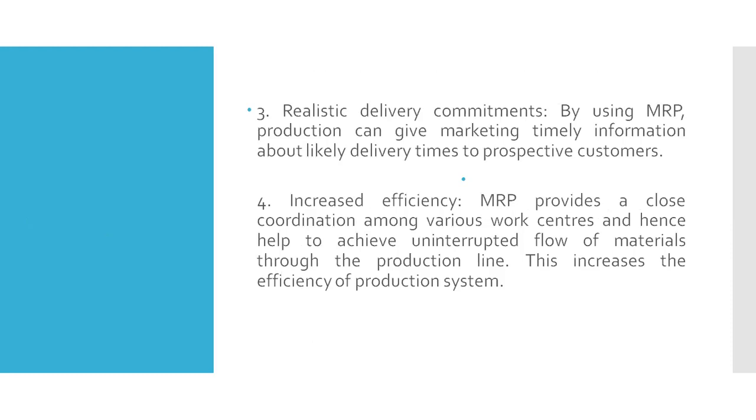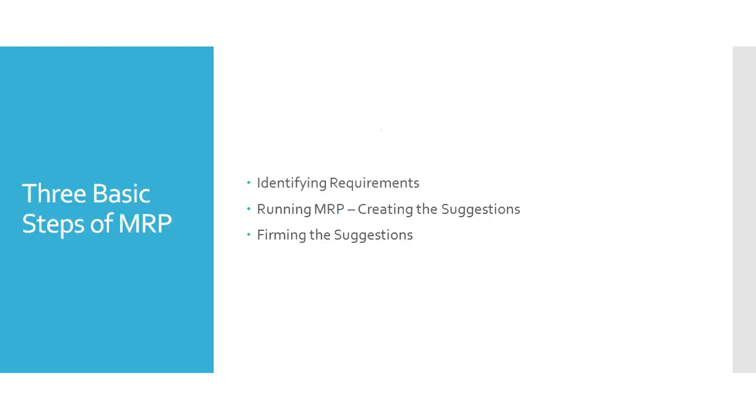Third is a realistic delivery commitment. By using the MRP, production can give marketing timely information about likely delivery times to prospective customers. And the fourth objective of the MRP is to increase efficiency. The MRP provides a close coordination among various work centers and hence helps to achieve uninterrupted flow of materials through the production line, and this will increase the efficiency of the production system.